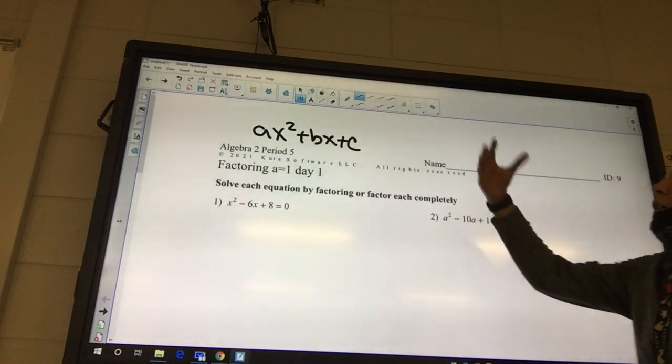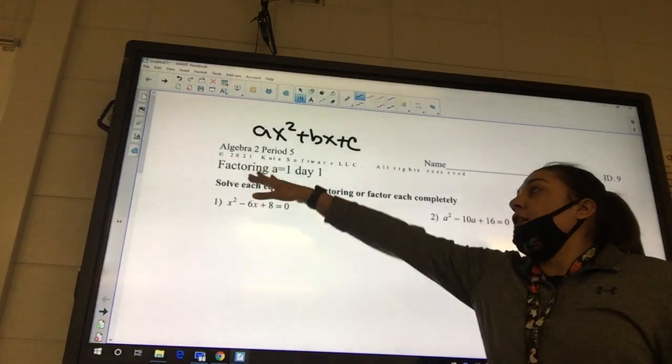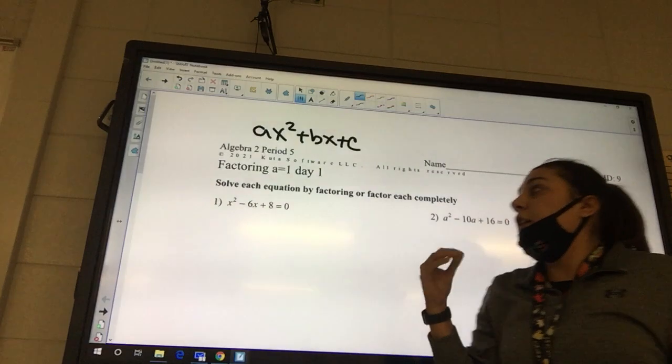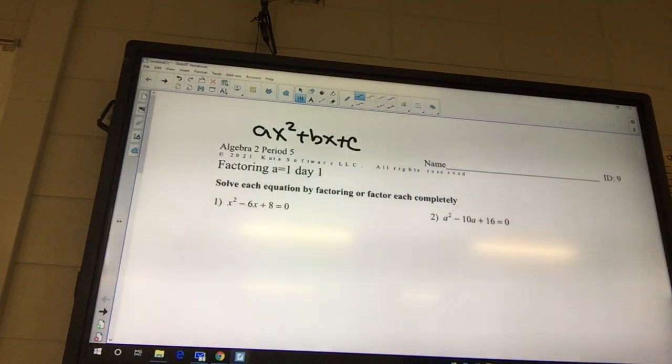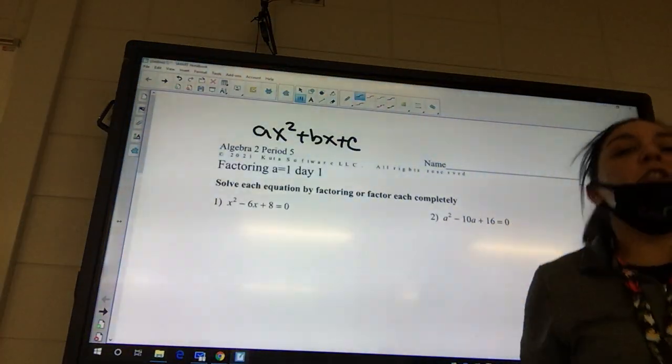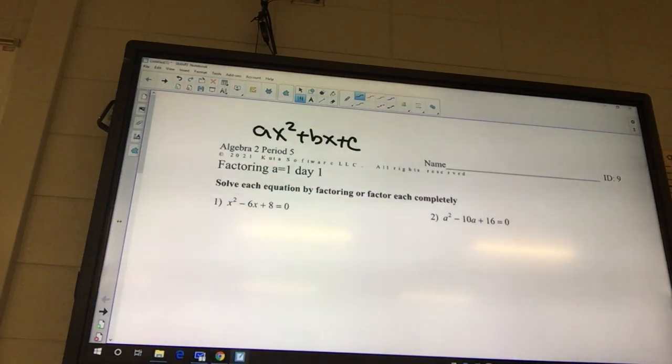So this works when a is 1, okay? And so that's why it says factoring when a equals 1, day 1, okay? Some of this is going to come really easy for some of you guys, and some of you guys are really going to struggle, okay? Don't worry, whichever category you fit in, factoring sucks, okay? So I don't hear, this is easy, okay? Because some of you guys are going to get really frustrated.